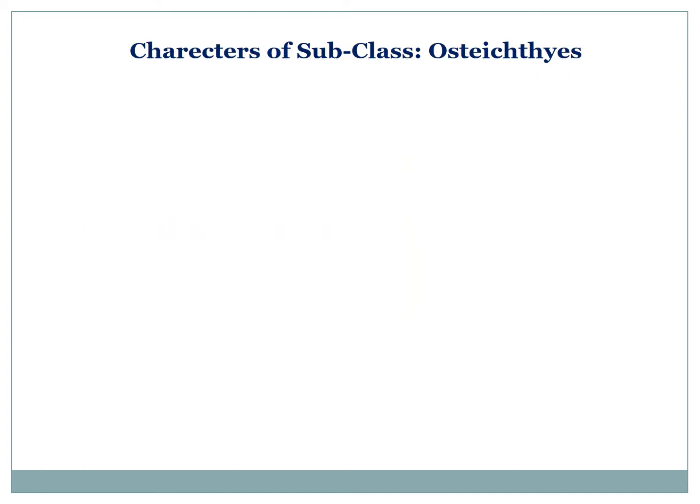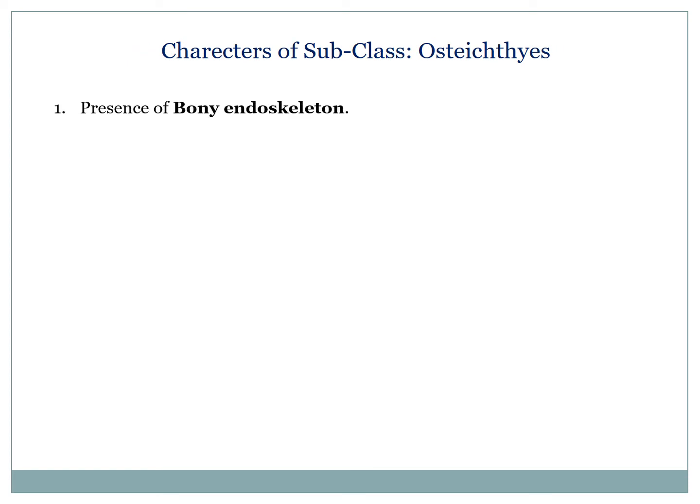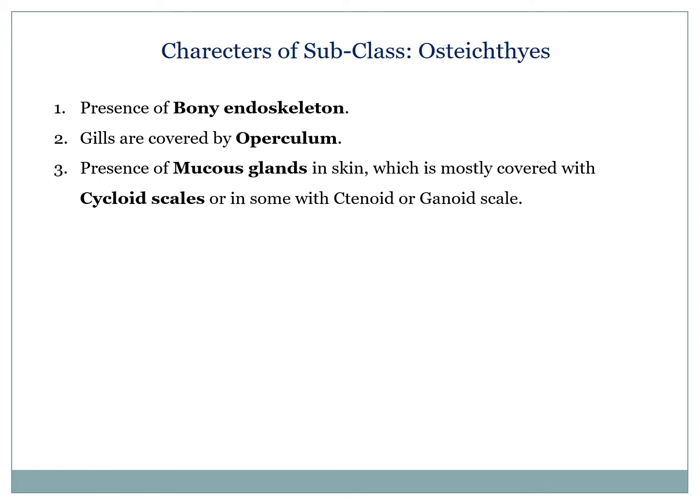Features of the Osteichthyes or the bony fishes. They have hard, bony endoskeleton. Their gills remain covered by an operculum. They have mucous glands beneath their skin and their body remains covered with mostly cycloid scales, or in some cases by ctenoid or ganoid scales. The mucus that comes out from this gland makes their body slippery, streamlined and smooth for the movement.